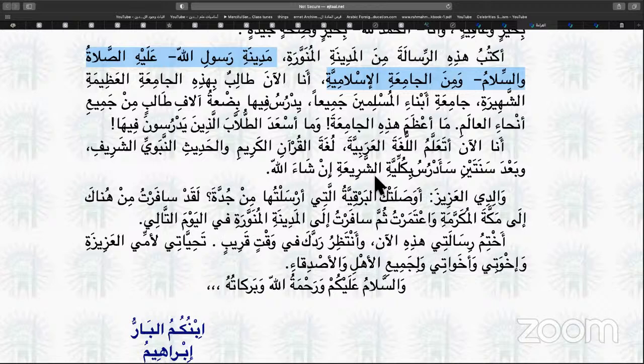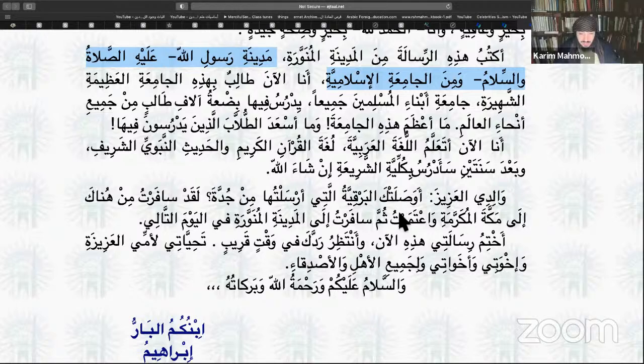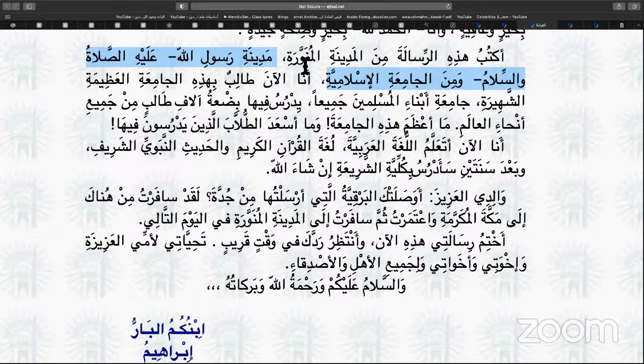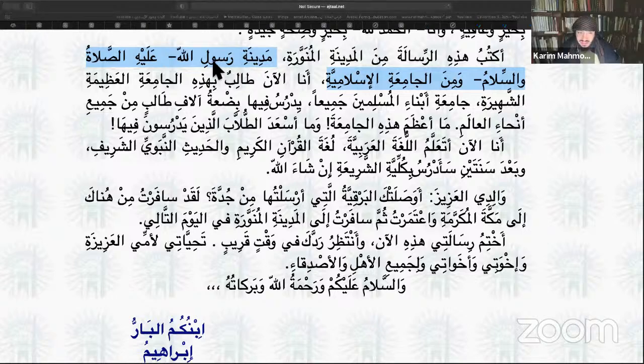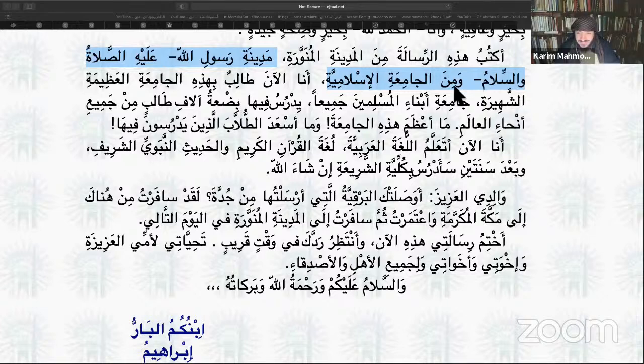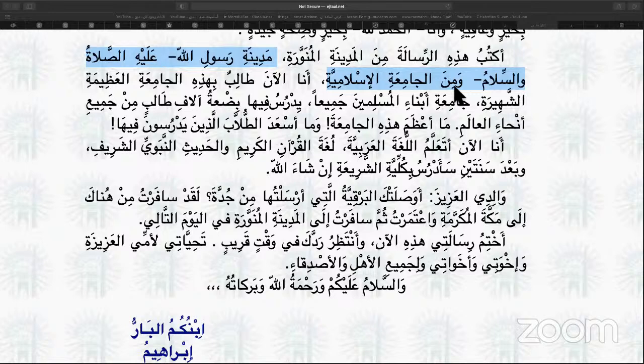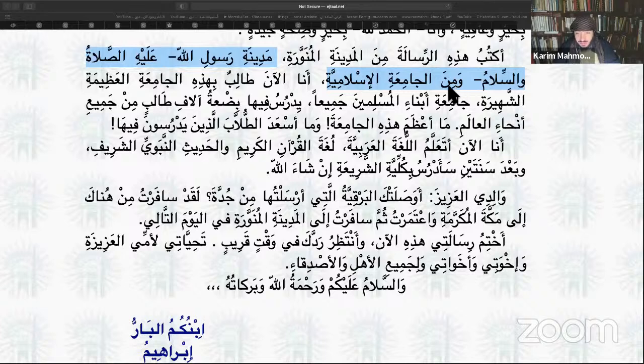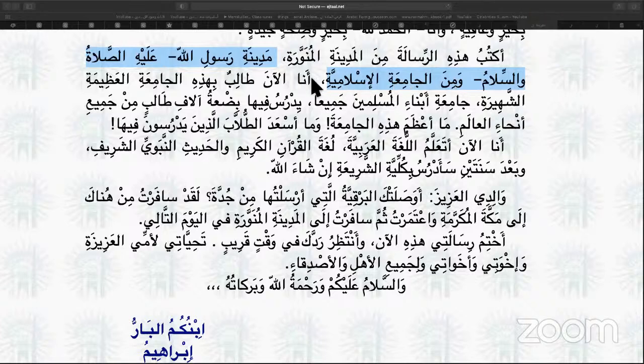ومن الجامعة الإسلامية. نعم، ما معنى هذا؟ مدينة. The city of the Prophet sallallahu alaihi wasallam, may peace be upon him. And from the Islamic University.